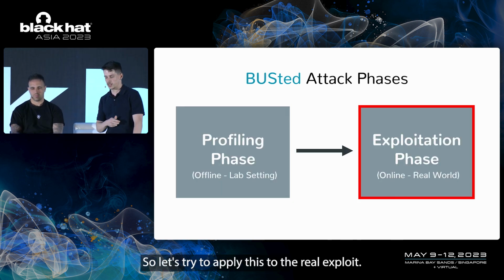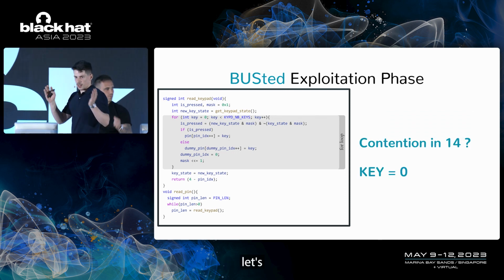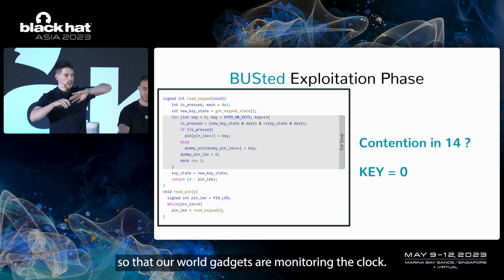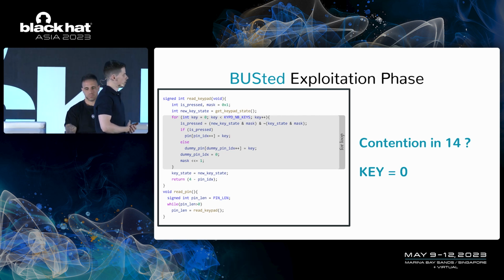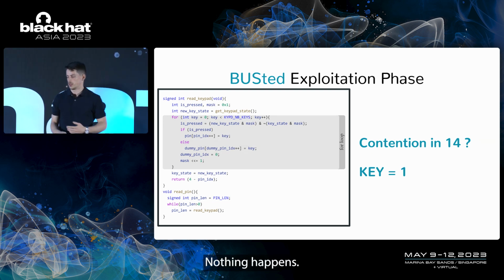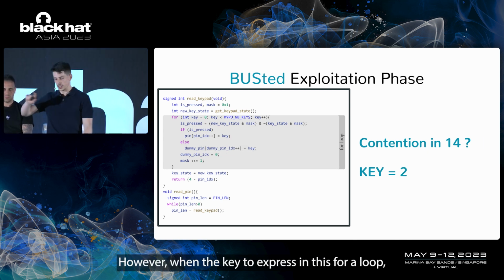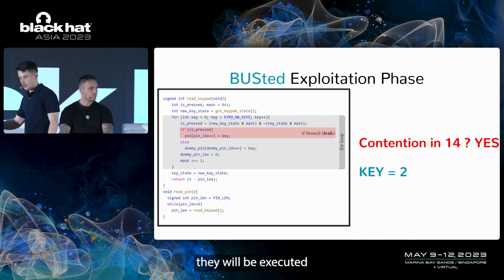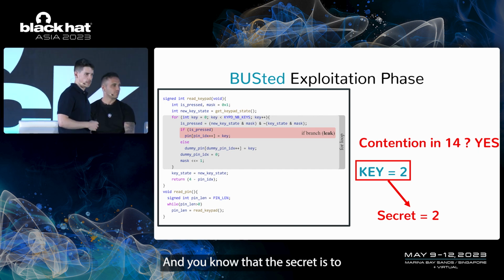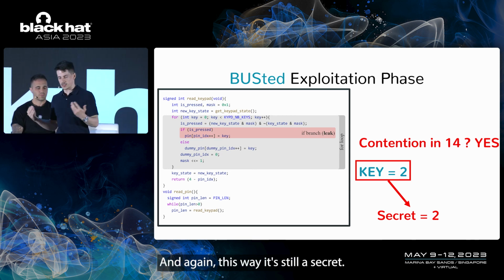So let's try to apply this now to the real exploit. Let's assume that the user will press the key 2. So the hardware gadgets are monitoring clock 14. Key 0 is not pressed, nothing happens. Key 1 is not pressed, nothing happens. However, when key 2 is pressed, in this for loop, the if will be executed, and we'll see contention on clock cycle 14. And you know that the secret is 2. This is done for all 4 digits of the pin, and this way you can steal the secret.